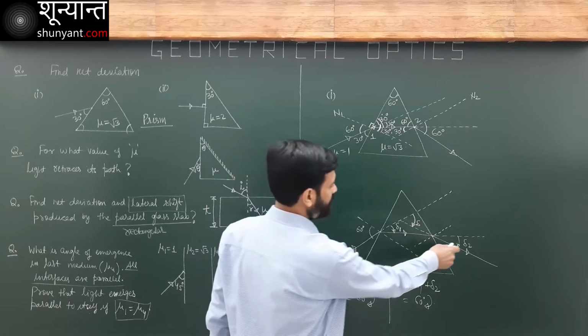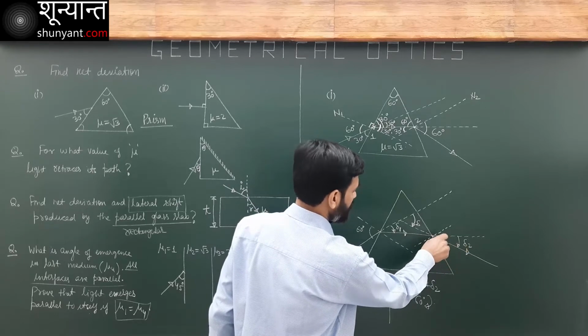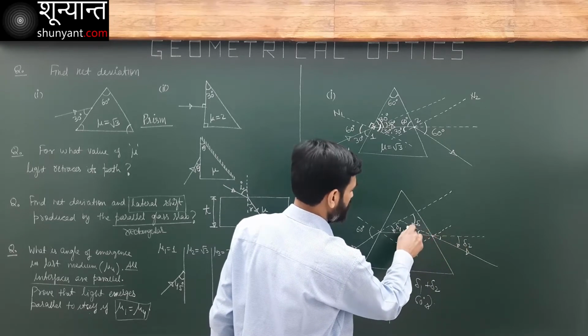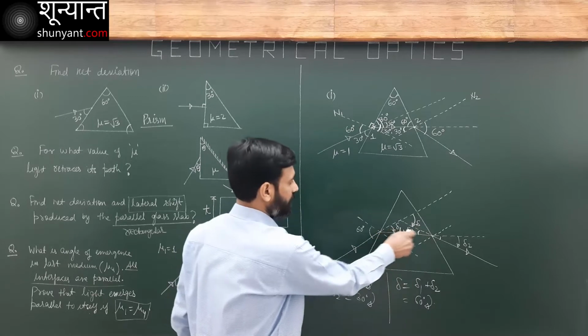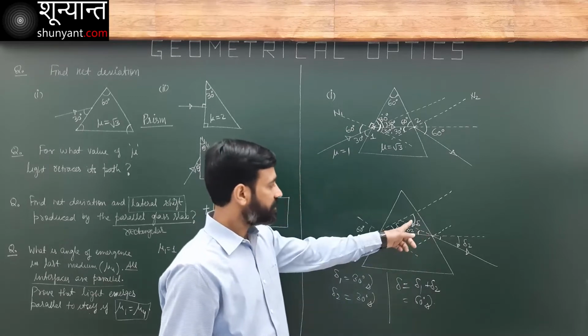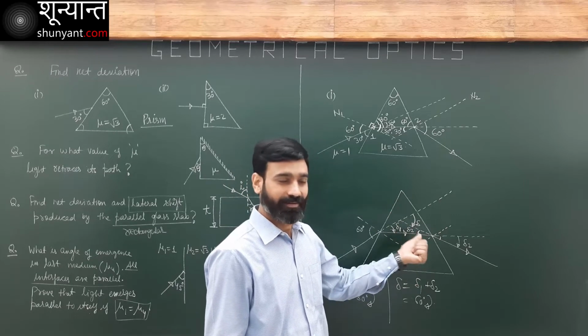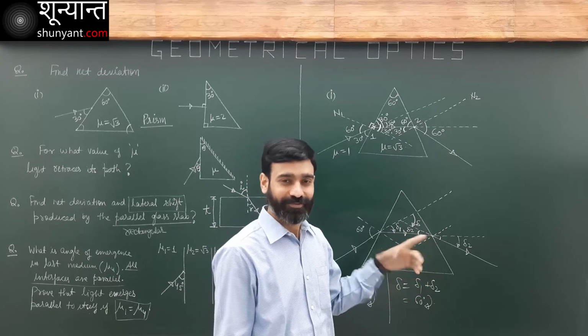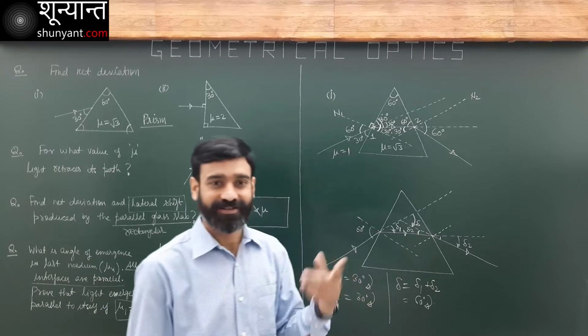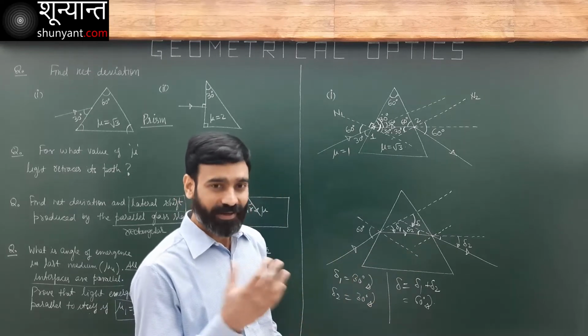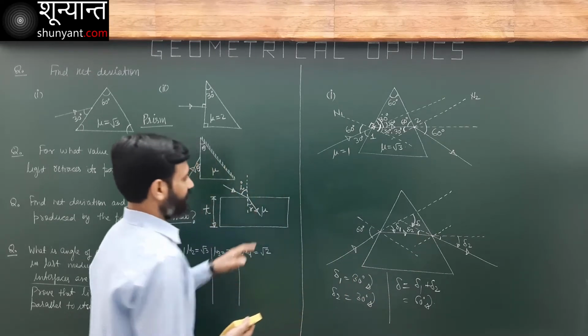I can also say that this angle is delta 2. This is also going to be delta 2. Delta 1, delta 2. This is an external angle, so it will be equal to this plus this. We are applying two different logics, but we are getting the same answer. You can apply either one. That's how we do it.